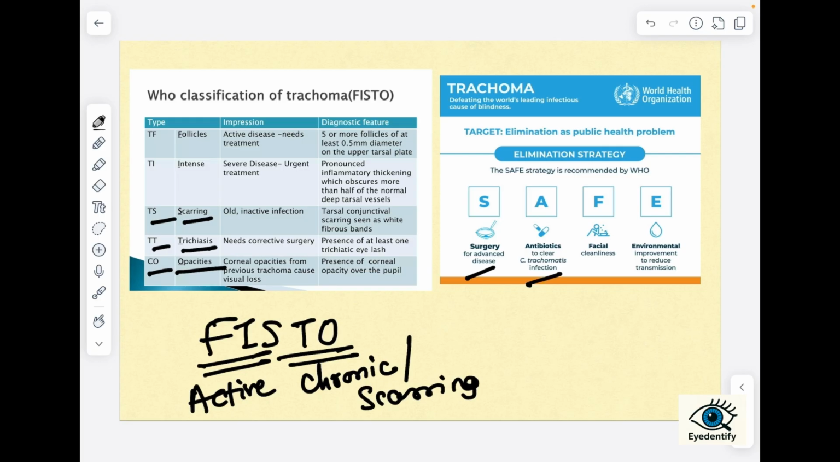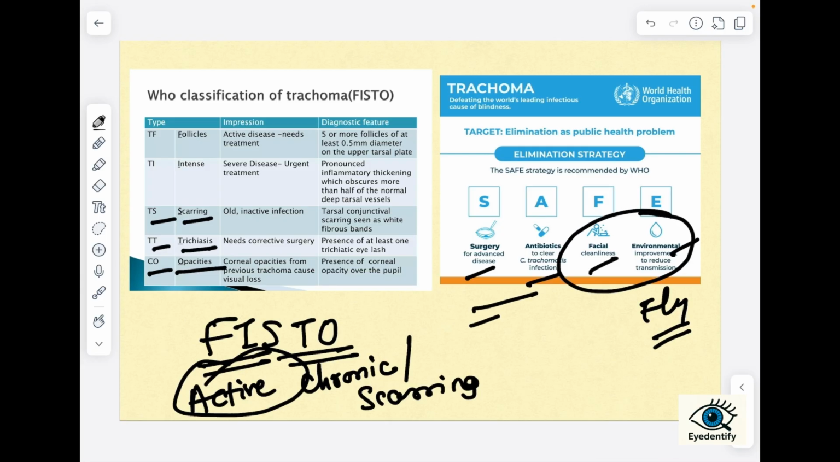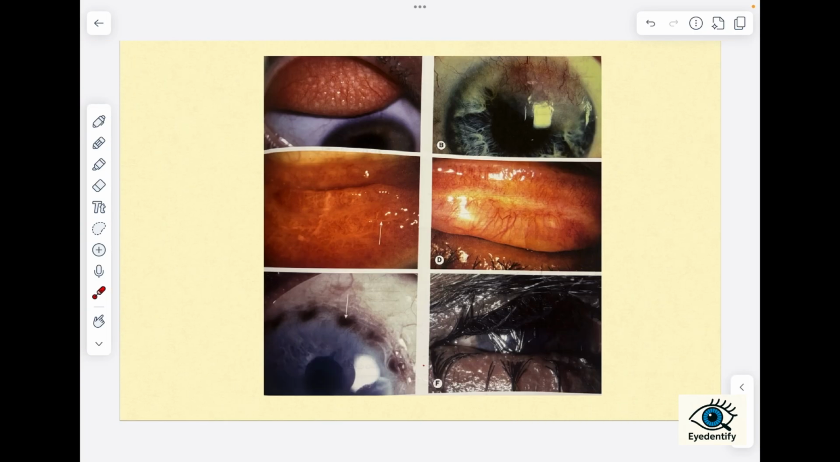A is antibiotics, which is mainly given in case of active trachoma. F is facial cleanliness to prevent the trachoma infection in the first place, and E is environmental improvement to reduce the transmission, because it mainly transmits via flies. So these two are mainly preventive strategies, while the first two are mainly the treatment part. So that we have to remember. Now the six images, what I told you about, these six images we have to remember.